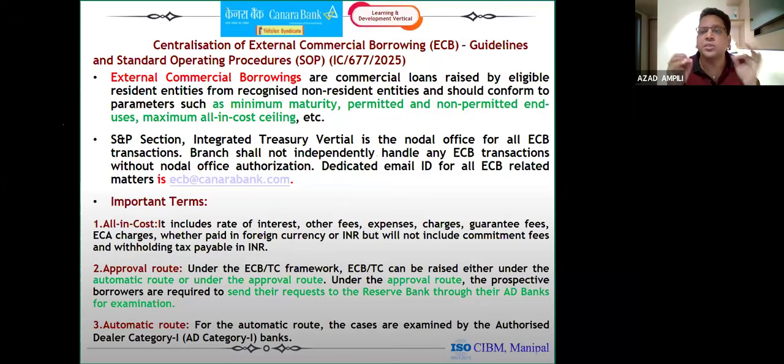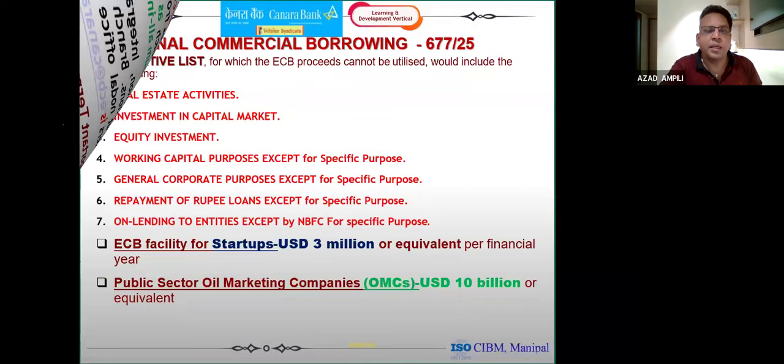Whenever external commercial borrowing is there, they are corporates. External commercial borrowings are commercial loans raised by eligible resident entities from recognized non-resident entities. So for this, what are the guidelines they should follow? All-in cost will be there. How much interest you should pay? What is the maximum interest you can pay? That RBI will decide. Under automatic route, the cases are examined by AD category, meaning our bank will decide. Approval route means after the limit, if they want borrowings from abroad, it should be through approval route only.